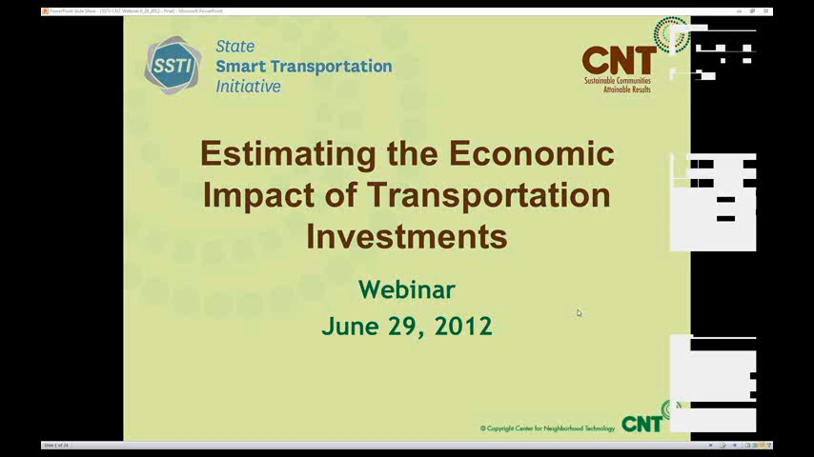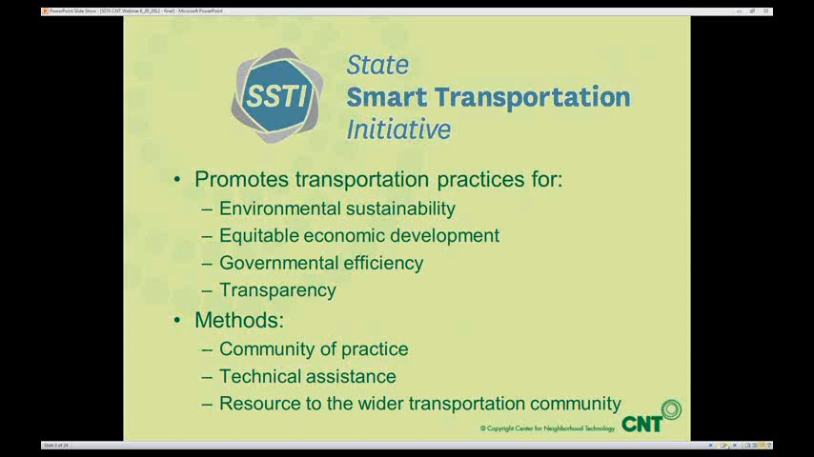My name is Robbie Weber, although it does say that Bill Holloway is on here. I'm simply using his account. I'm a senior associate with the State Smart Transportation Initiative. And a little bit about SSTI for those who may not be familiar with us. We are located in Madison, Wisconsin, and we promote transportation practices for environmental sustainability, equitable economic development, government efficiency and transparency. We work with CEOs from 20 state DOTs to provide a community of practice, a place where they can talk to their peers and exchange ideas. We provide technical assistance to our partner states, and we operate as a resource to the wider transportation community.